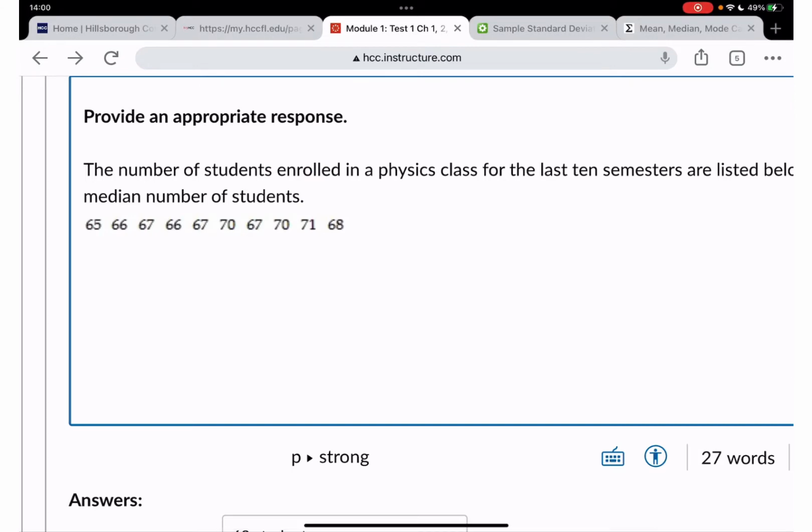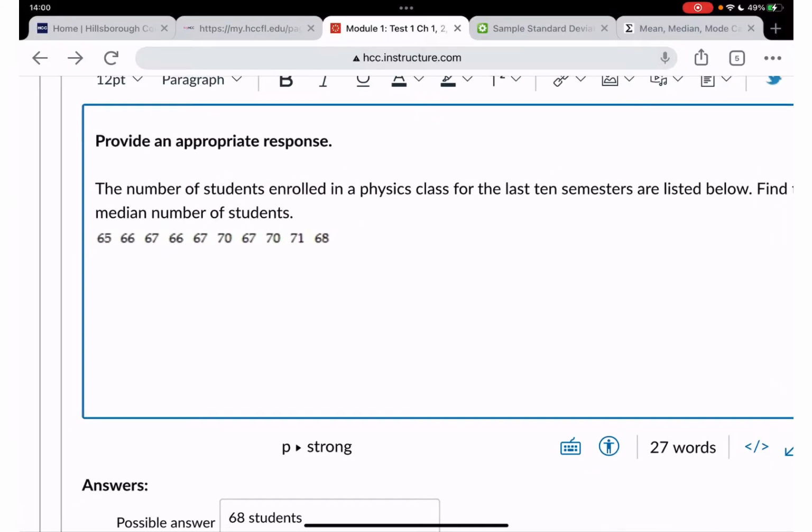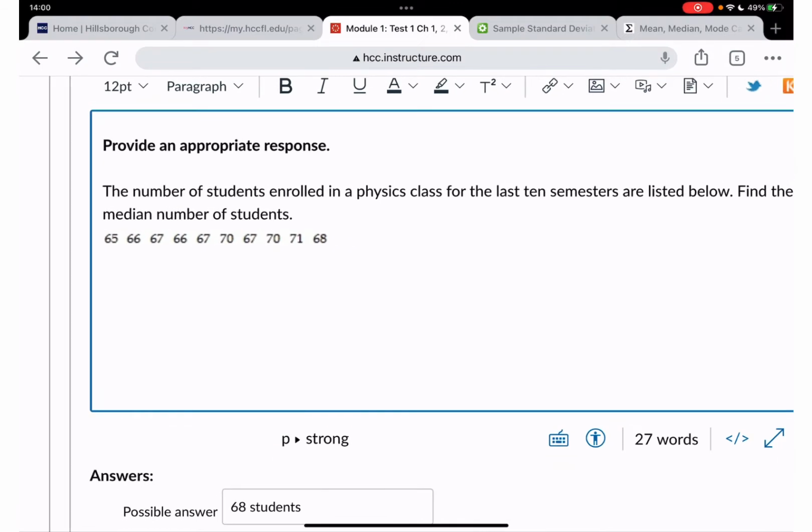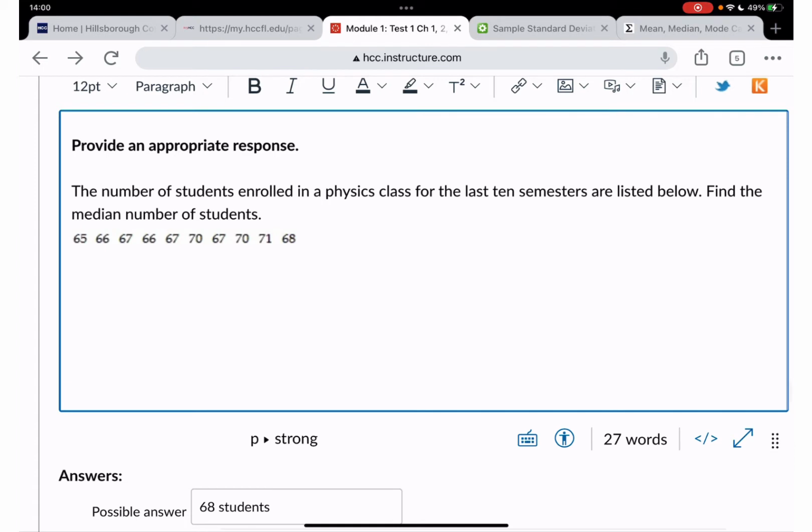Next question. The number of students enrolled in physics class for the last 10 semesters are listed below. Find the median number of students. There is a very easy way to do it in StatCrunch, but I recommend writing it down in a column, then sorting it and finding the median. Very easy. I'm going to do it by hand because my Excel is not working properly, but at least you can watch and understand how it works.